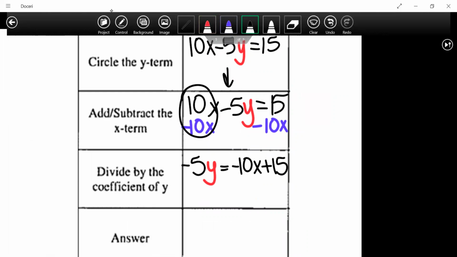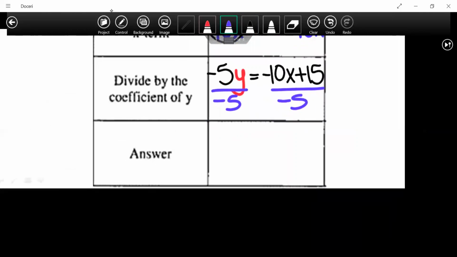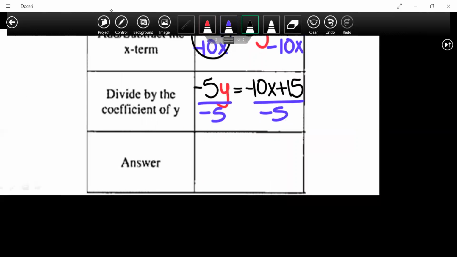Putting the variable term first, coefficient last. Okay, this hopefully is going to look like y is equal to mx plus b. Remember that? We're going to get to that, so we're going to build our way up to it. Okay, the last thing is divide by the y coefficient, which is negative 5. So we're going to divide negative 5 into both sides. Our negative 5s are going to cancel, leaving me y is equal to negative 10x plus 15 over negative 5.